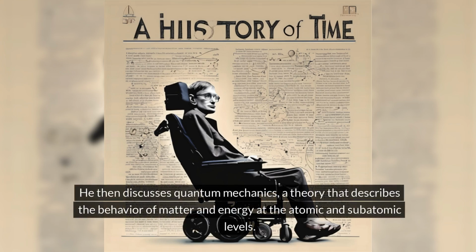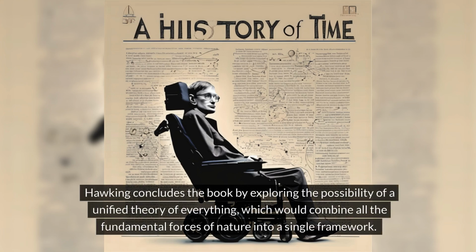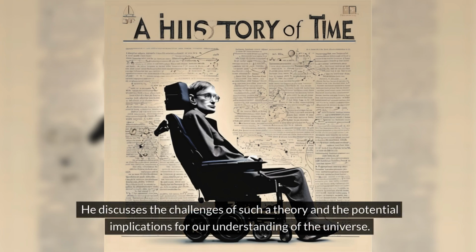He then discusses quantum mechanics, a theory that describes the behavior of matter and energy at the atomic and subatomic levels. Hawking concludes the book by exploring the possibility of a unified theory of everything, which would combine all the fundamental forces of nature into a single framework. He discusses the challenges of such a theory and the potential implications for our understanding of the universe.